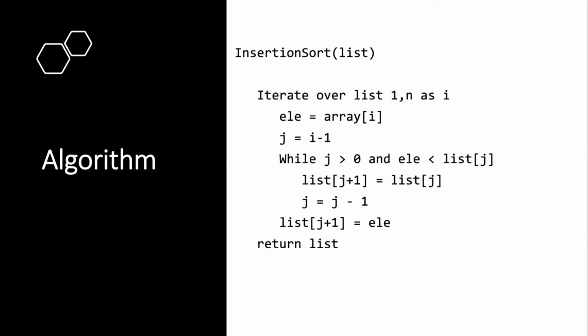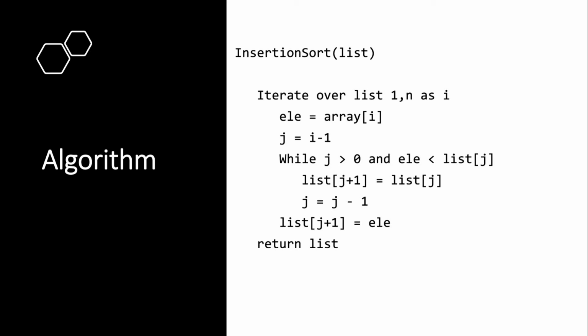Let's dive into the algorithm part. So why is the name insertion sort given? Because the element that you are considering is inserted into the correct place inside the array, which is the reason for naming this algorithm insertion sort.